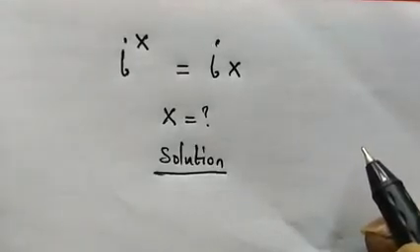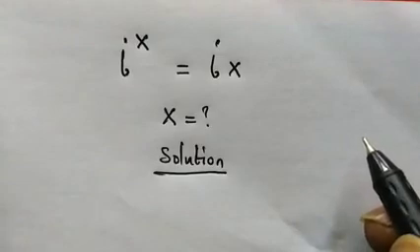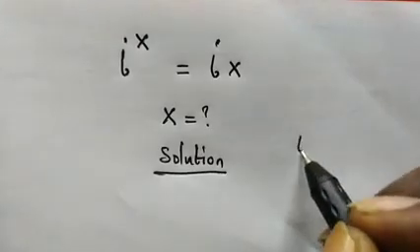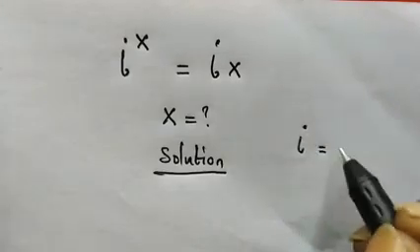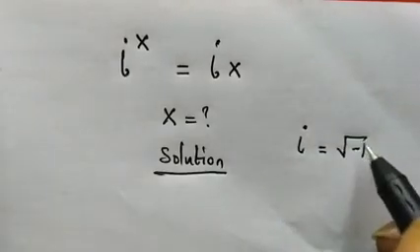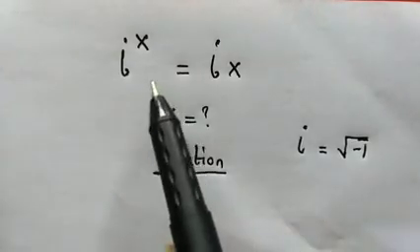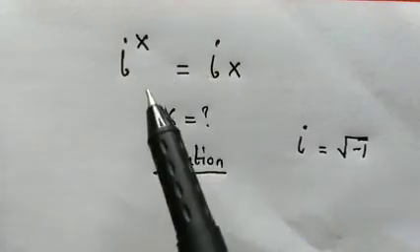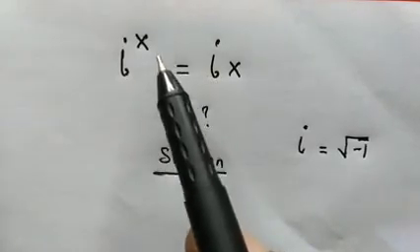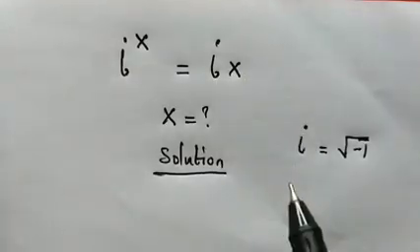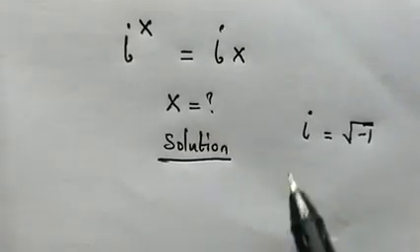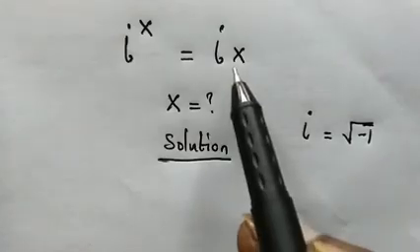Today we have this interesting equation involving the imaginary unit iota, which is equal to the square root of -1. So in today's video, we're going to find the real value of x that will satisfy this equation: i to the power of x is equal to i times x. So let's get started. Let us begin with the right hand side.